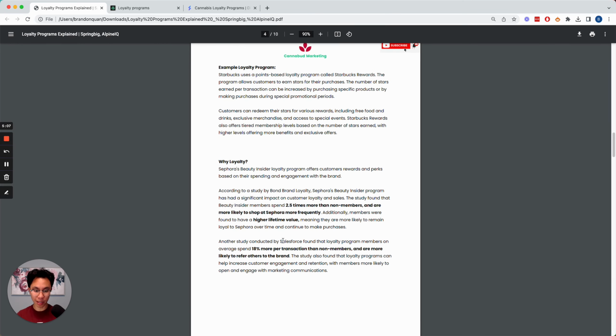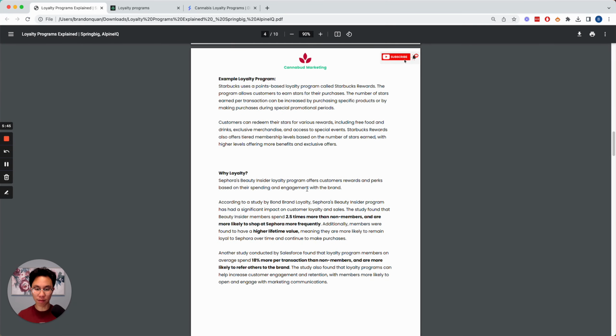Another study conducted by Salesforce, this is a general loyalty program, said that loyalty program members on average spend 18% more per transaction than non-members and are more likely to refer others to the brand, right? The study also found that loyalty programs can help increase customer engagement and retention, which makes members more likely to open and engage with marketing communications. So this acts more like a positive feedback loop. If customers come in and purchase and they're happy with the results, they're more likely to interact with email and text and then refer people to the business, right? So overall, loyalty is a good strategy that you can use to help increase lifetime value of your customers, help customers come back more often, and help them spend more.